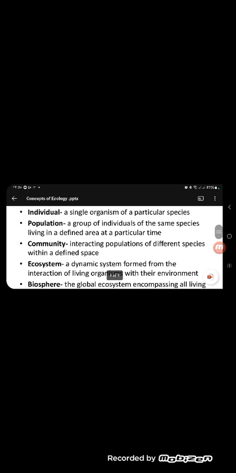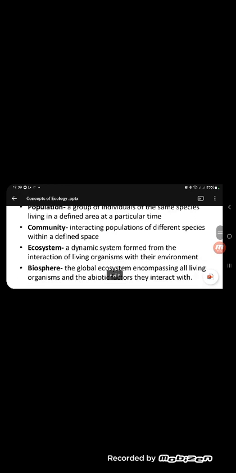Community is the next step of the hierarchy, which is interacting populations of different species within a defined space. This community is where organisms form associations and relationships which enable them to survive and adapt, resulting in evolution in a given environment or an ecosystem. An ecosystem is a dynamic system formed from the interaction of living organisms within the environment.